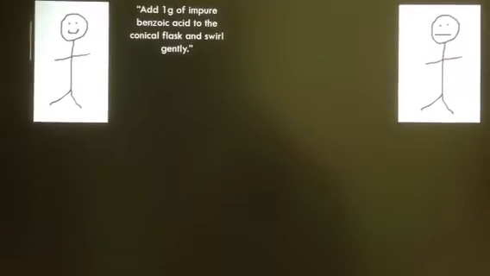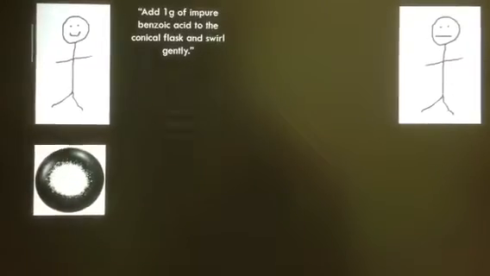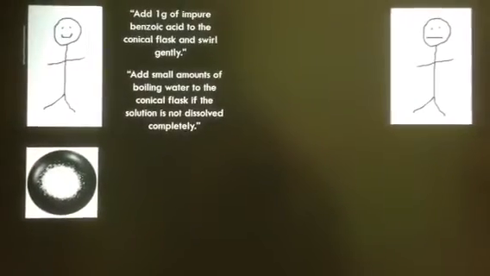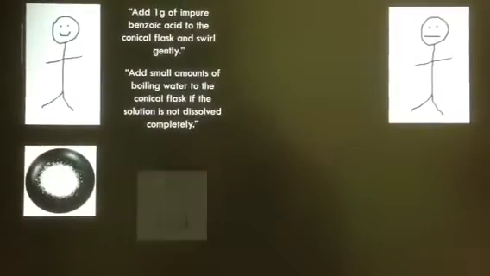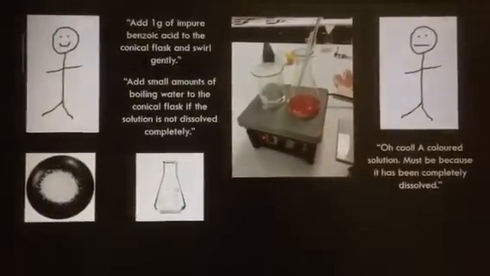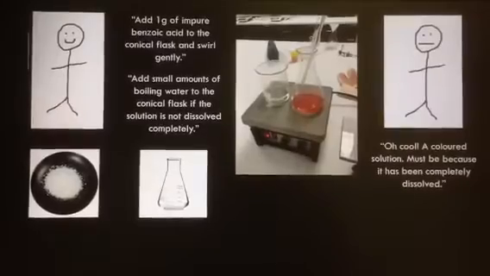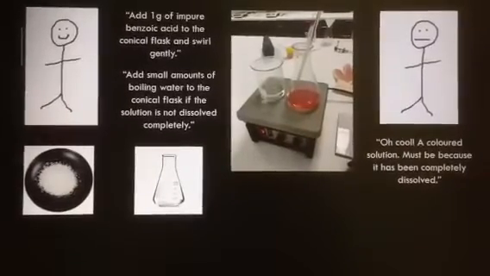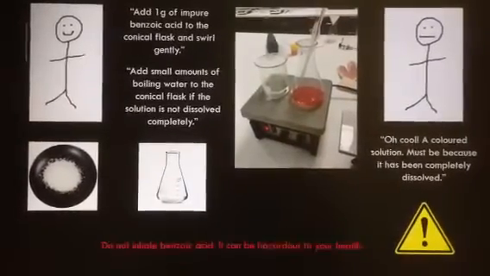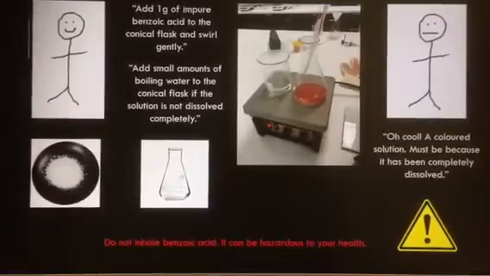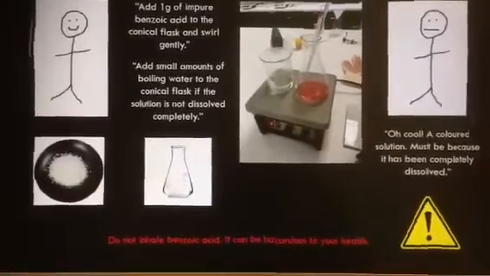Add 1 gram of impure benzoic acid to the conical flask and swirl gently. Add small amounts of boiling water to the conical flask if the solution is not dissolved completely. Oh cool, a colloid solution. Must be because it has been completely dissolved. Do not inhale benzoic acid, it can be hazardous to your health.